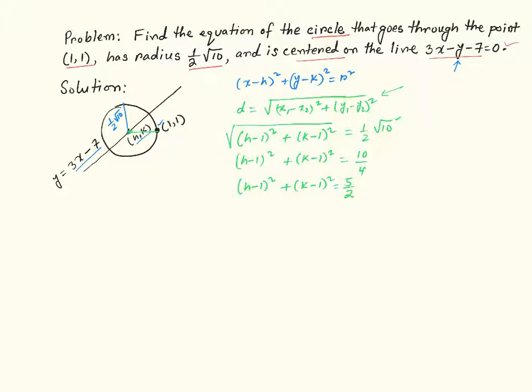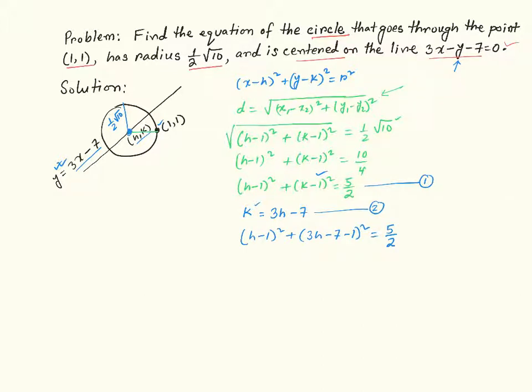Now look, this center (h, k) is on the line y equals 3x minus 7. So that means (h, k) must satisfy this equation y equals 3x minus 7. So y is going to be my k, right? k is equal to 3h minus 7. Now I am going to take this k value and plug it into this. Let me call this equation number 1 and this equation number 2. So take equation 2 and plug it into 1, and if we do so, we get the following.